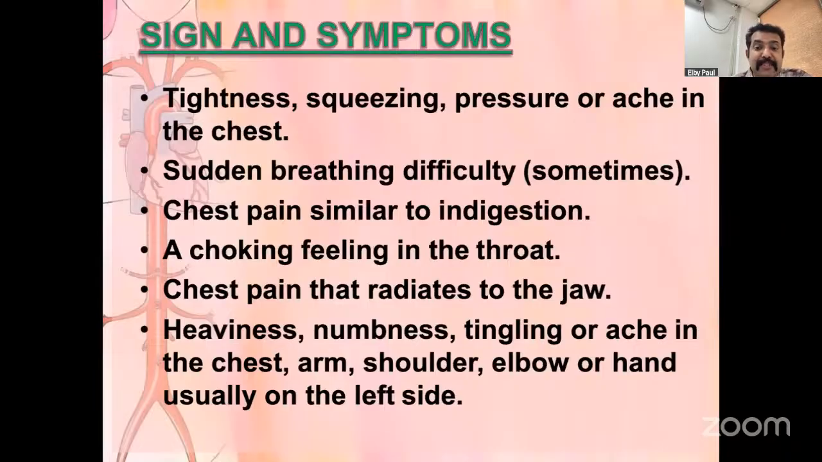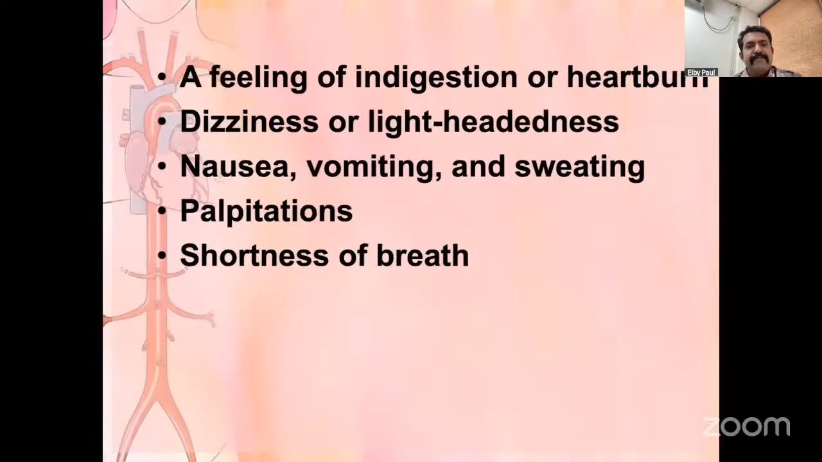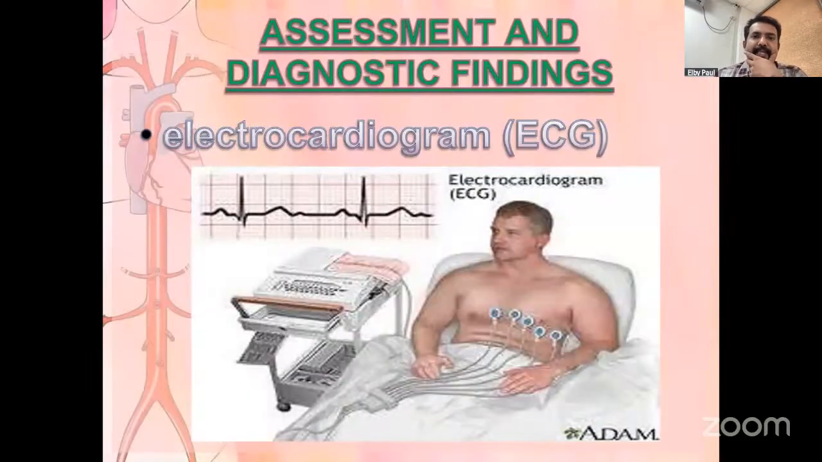Chest pain that radiates to the jaw, heaviness, numbness, tingling, or ache in the chest, arm, shoulder, elbow, and hand, usually on the left. A feeling of indigestion and heartburn. These are common things: heartburn, dizziness or lightheadedness, nausea, vomiting, sweating, palpitation, and shortness of breath are the signs and symptoms. Assessment and diagnostic findings, I have already told you.